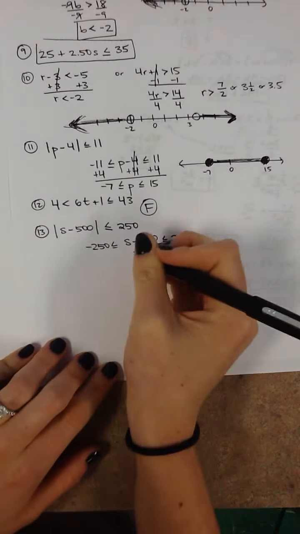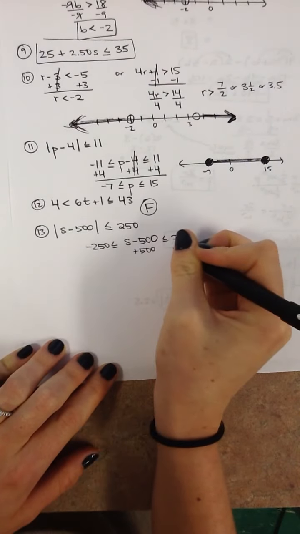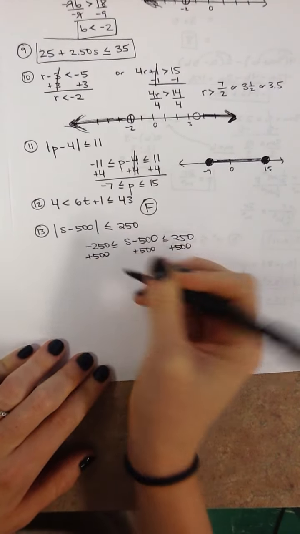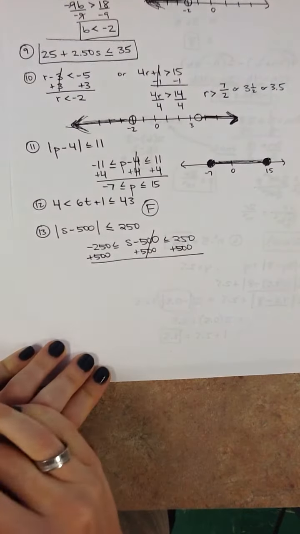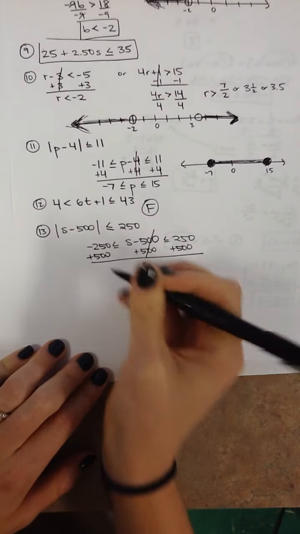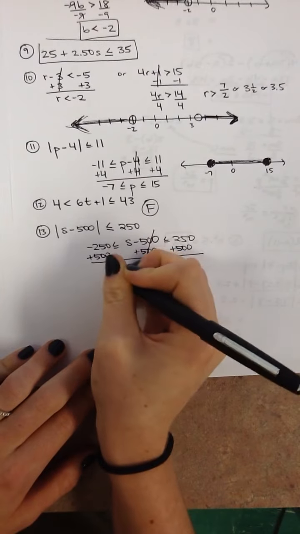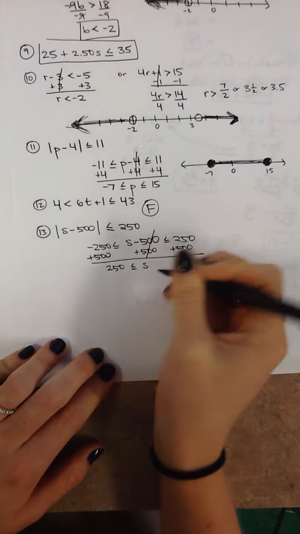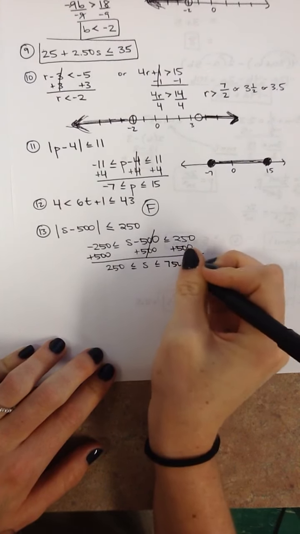Okay, so we set it up like this. Then our goal is to get S in the middle by itself. So whatever we do to the middle, we do to the right and we do to the left. So I get S in the middle. Negative 250 and positive 500 is a positive 250. Positive 250 and positive 500 is a positive 750.